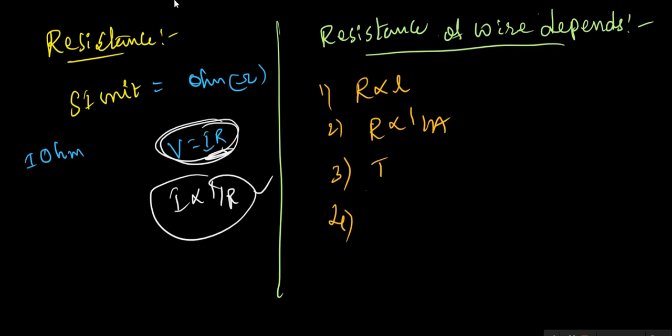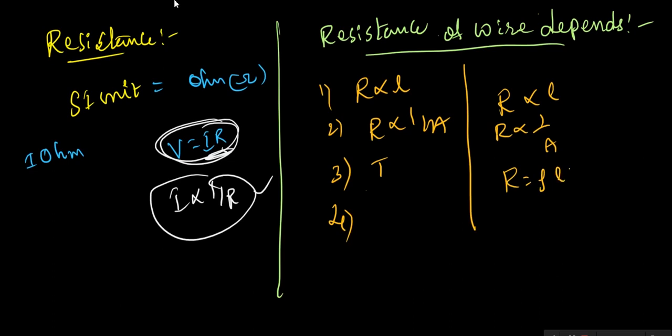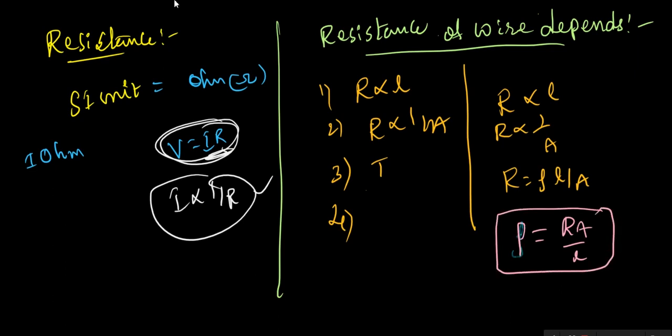Next, R is directly proportional to L, and R is inversely proportional to 1 by A. So R equal to rho into L by A. What is rho? Rho is the resistivity. So rho equal to RA by L.